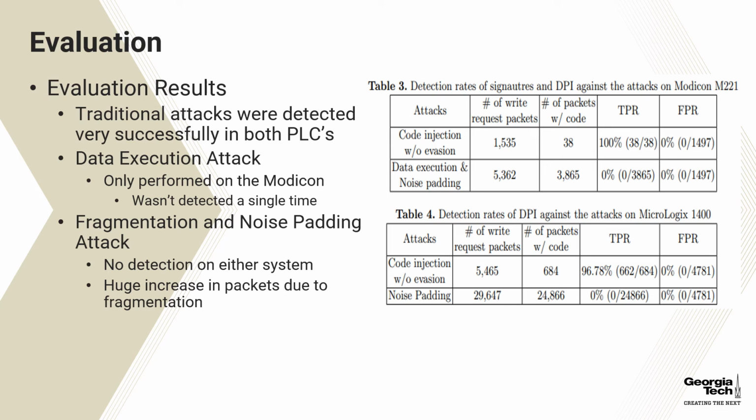Data execution, fragmentation, and noise padding attacks on the Modicon were not detected a single time. As for the MicroLogix, only the noise padding was able to be tested, and even up against the anagram-based deep packet inspection, 0 detections occurred. You might notice a huge increase in packets, and this is due to control logic requiring serious fragmentation down to 1 to 2 bytes. As can be seen from this, it is shocking to go from almost 100% detection on MicroLogix and 100% on Modicon to 0% on both.